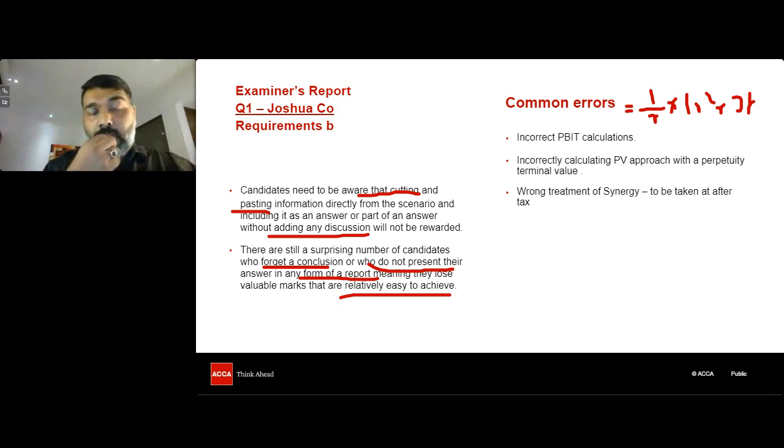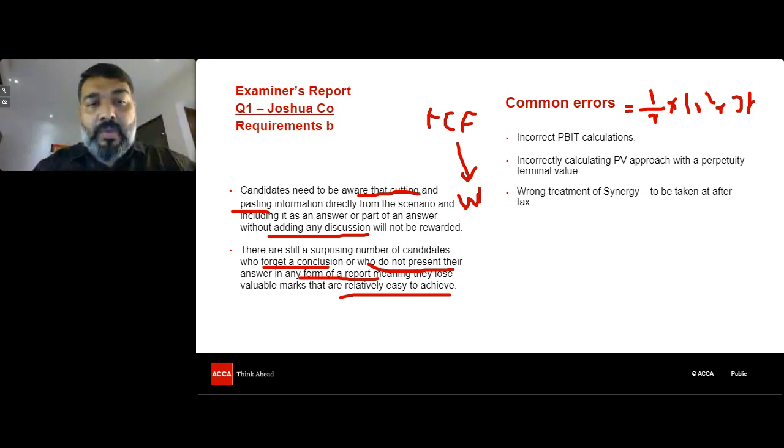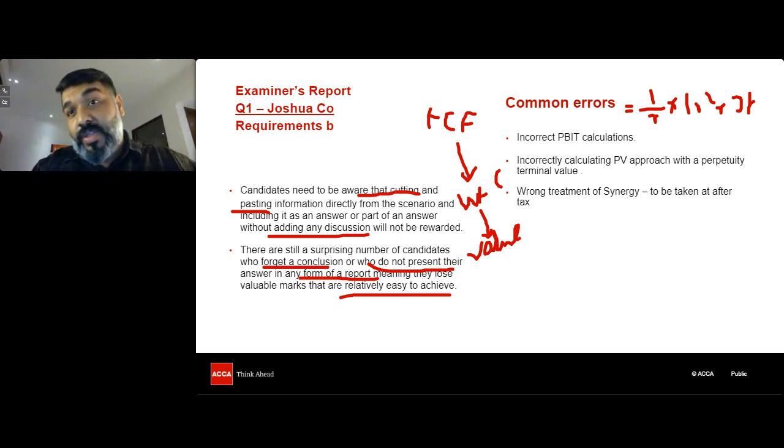Now, finding the value of equity, especially when you do the free cash flow approach and use the free cash flow for valuation, you use WACC as the discount factor. When you use WACC as the discount factor, the value that you get here is not the value of equity. It is the value of the business.